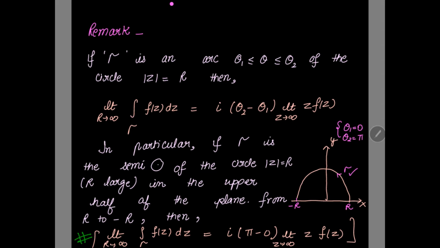In particular, if tau is a semicircle of the circle mod z equal to r, r taken to be large, in the upper half of the plane from r to minus r, then the integration over this tau of f(z) dz, if you take the limit as r tends to infinity, will be equal to iota times, now theta 2 is pi and theta 1 is 0, so pi minus 0, or iota pi, times the limit as z tends to infinity of z f(z). Fine? Alright.